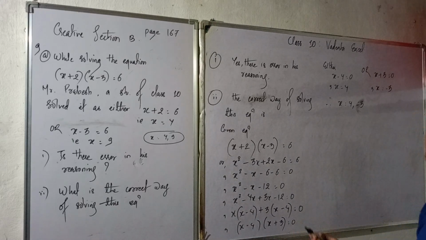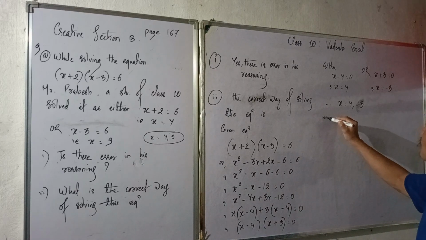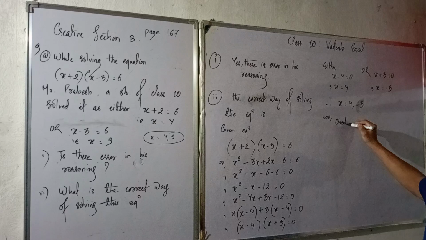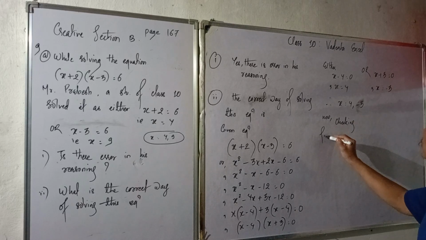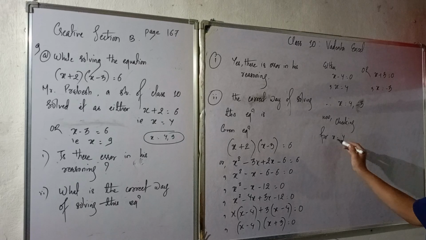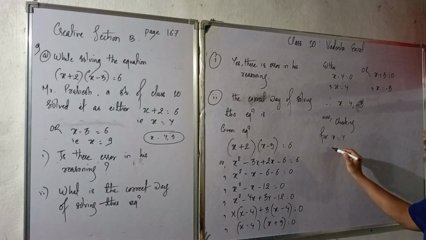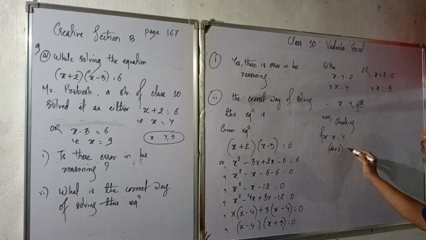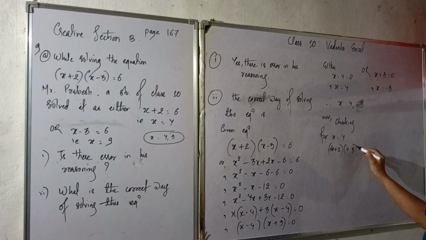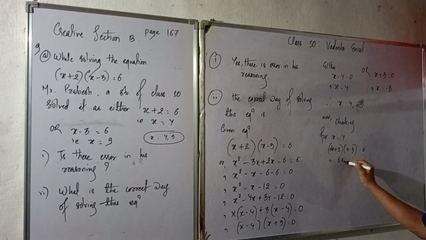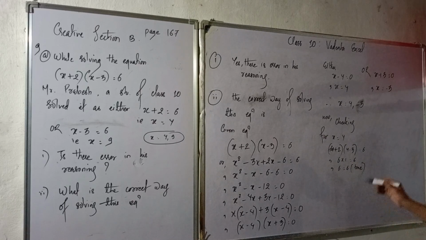Okay, so now if you want to check this, you can also check. Now checking. For x equals 4, let's check: 4 plus 2, just substitute the value of x by 4, 4 minus 3 equals 6, 6 into 1 equals 6, which is true, satisfied. And for x equals minus 3 also, substitute the value of x by minus 3.